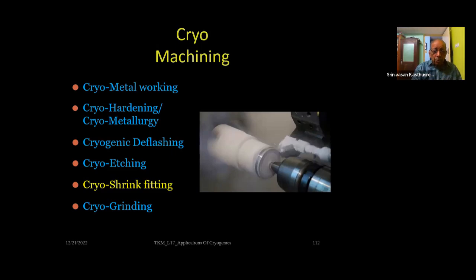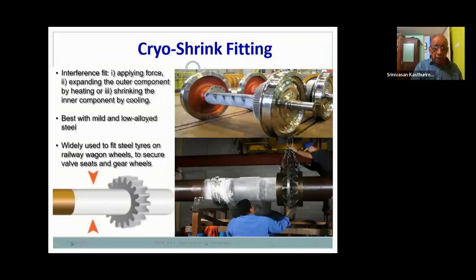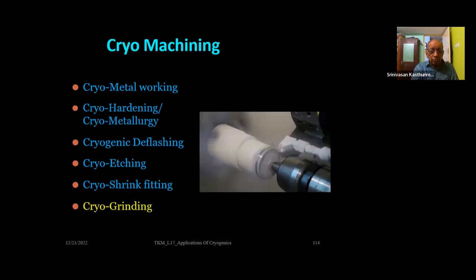Okay, there is an important process, cryogenic shrink fitting. I think I remember having shown one video on shrink fitting. So this process is also well known. Two materials can be made to mate together. Okay, for example, a bearing in a housing and similar fittings can be done using this cryogenic shrink fitting. Okay, these are experimental stations where the cryogenic shrink fitting will be done.